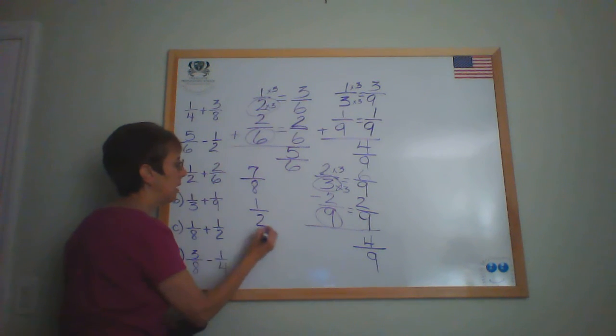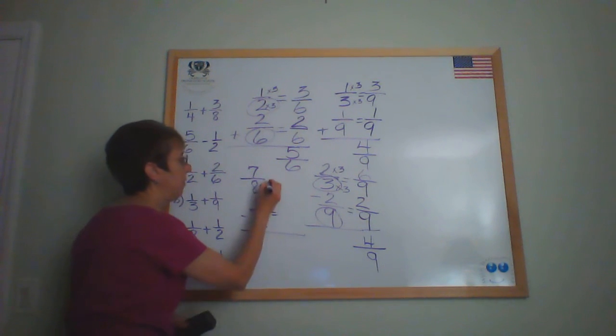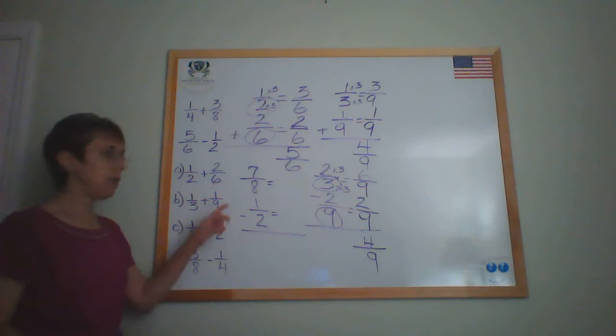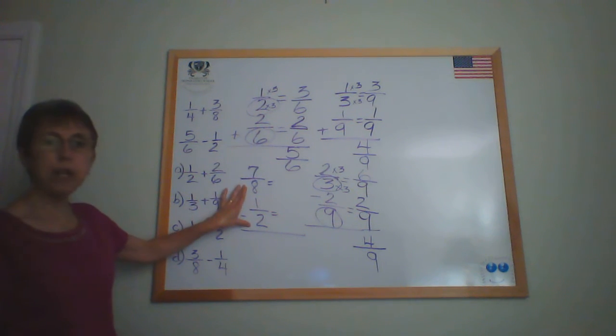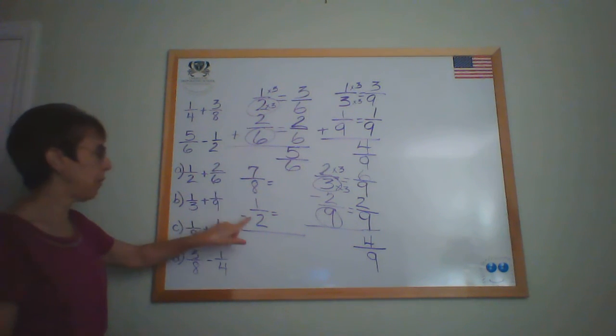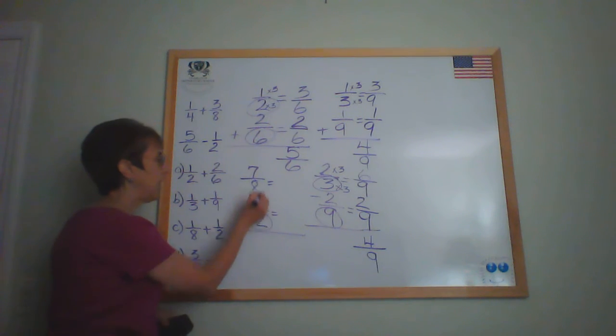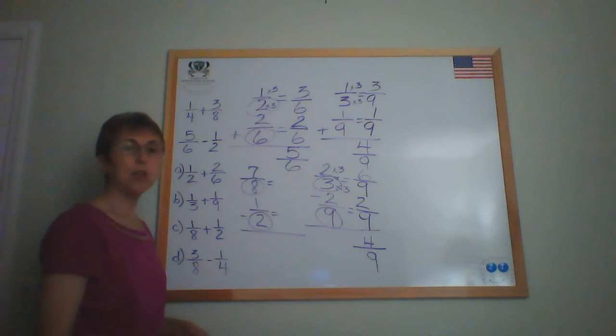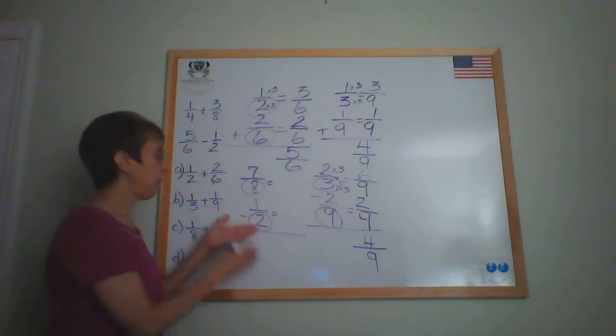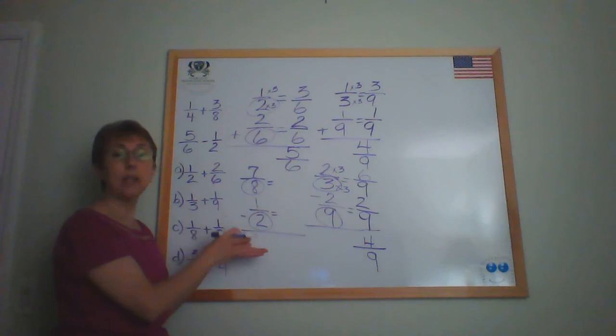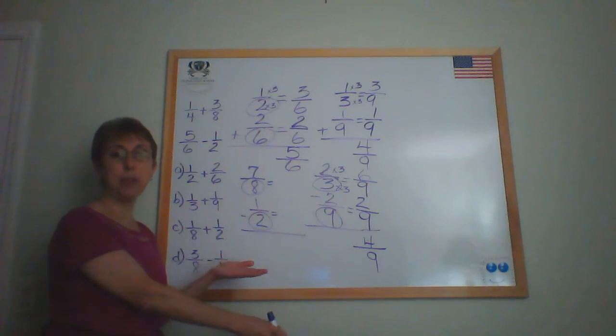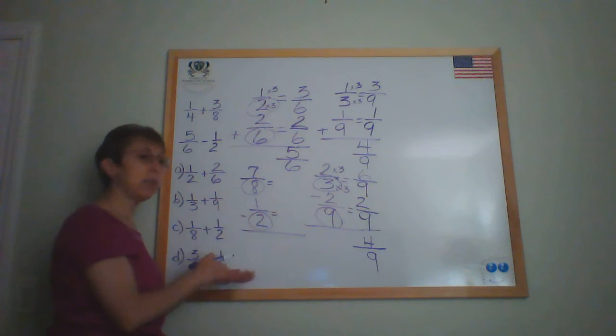7/8 minus 1/2. First thing you need to do is look at the two denominators and look at the relationship of those two numbers. We have halves and eighths. You need to ask yourself, which of these two denominators can you multiply something to so that it equals the other denominator?